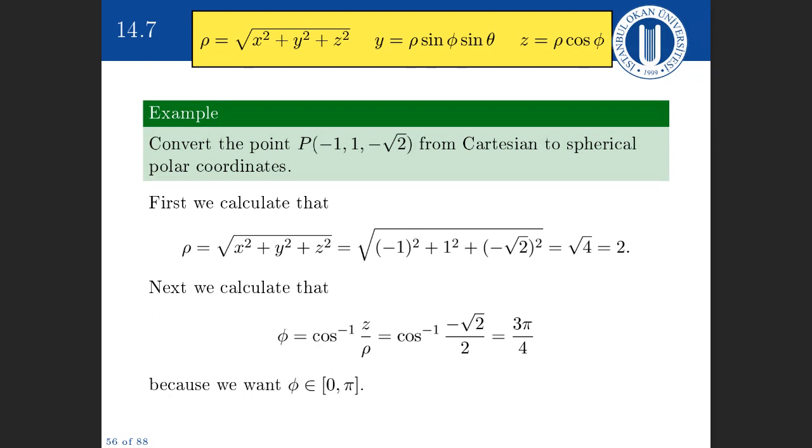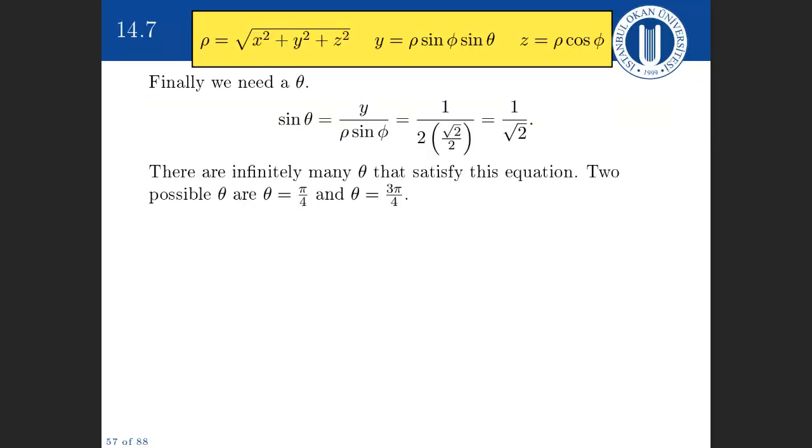Next, we want to calculate phi. And remember, phi should be an angle between 0 and pi. Phi is inverse cosine of z divided by rho. So we can calculate that's 3 pi over 4. And then finally, we need to find a theta. Sine theta is y over rho sine phi. So we can calculate that sine theta is 1 over root 2.